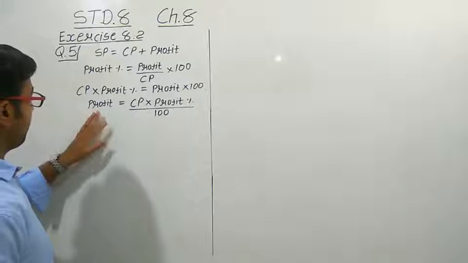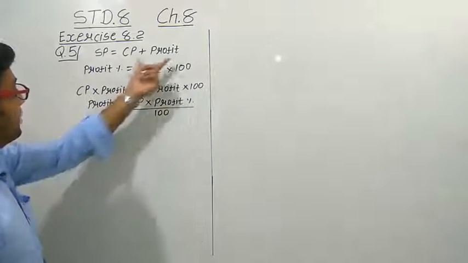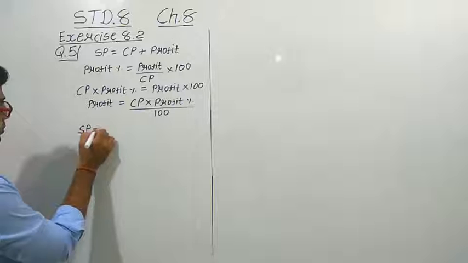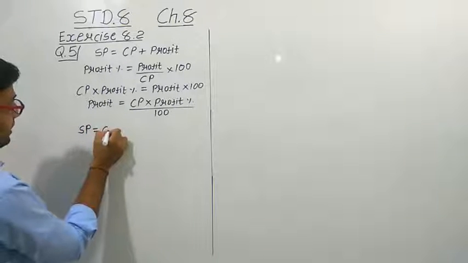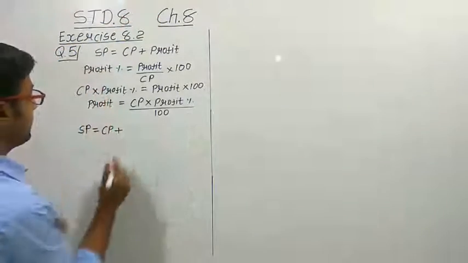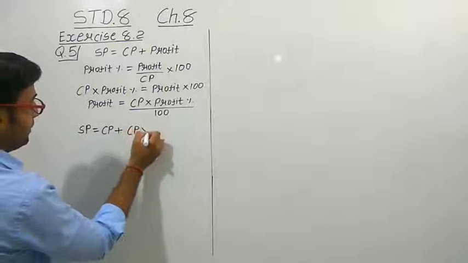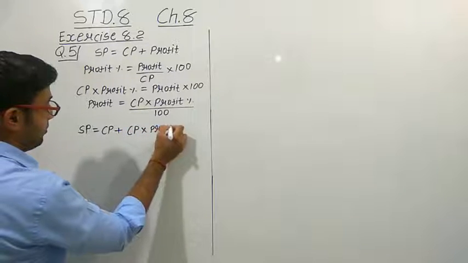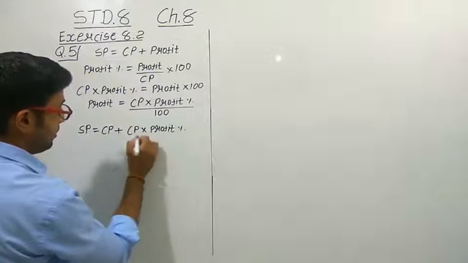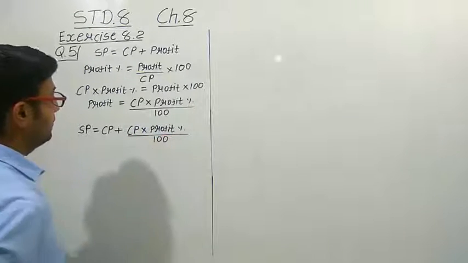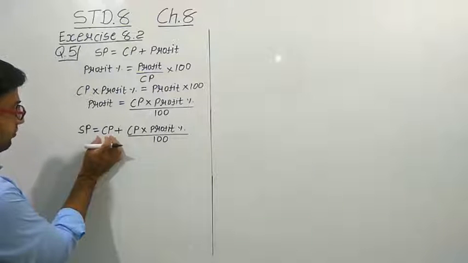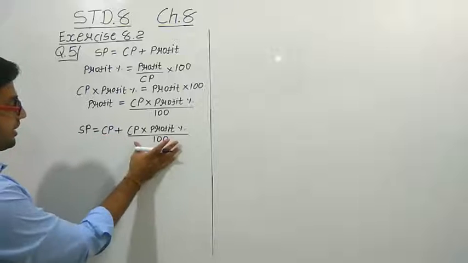Okay, now this profit whatever we get here, we have to put it in the formula of the selling price. So now we can write down the selling price, SP is equal to CP will remain as it is, plus instead of profit now we can put down this value, right? So CP into profit percentage upon 100, right? CP into profit percentage upon 100. So see, here two terms are there. First term is this, second term is this, right?